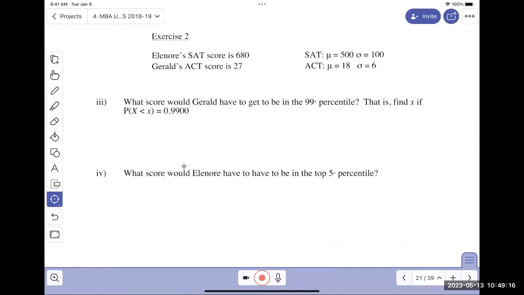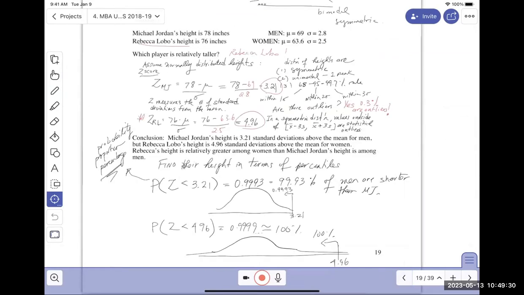So this is the information, and the question is, what score would Gerald have to get to be in the 99th percentile? So I'm asking an inverse problem, a backward problem. I want to know the score given the percentage. Now, before, what I did here was I used the value, I got the z-score, and then I got the percentage. I'm going to do this in reverse. I'm going to give you the percentage, and you're going to give me the z-score, which will lead me to the value, the original value.